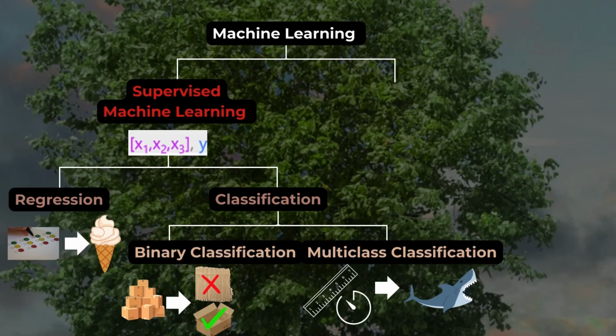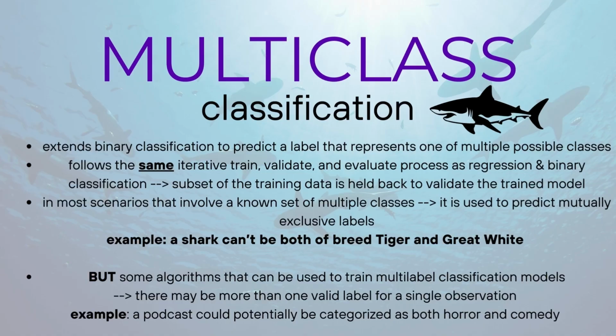Next, we have multi-class classification, which ties back to classification, which further ties back to supervised machine learning. In multi-class classification, it extends binary classification to predict a label that represents one of multiple possible classes and follows the same iterative train, validate, and evaluate process as regression and binary classification. It is a subset of the training data that is held back to validate the trained model.